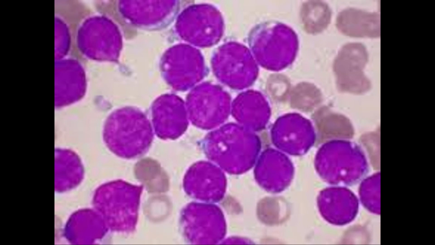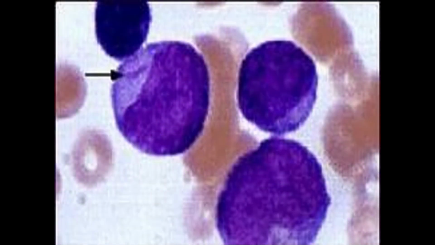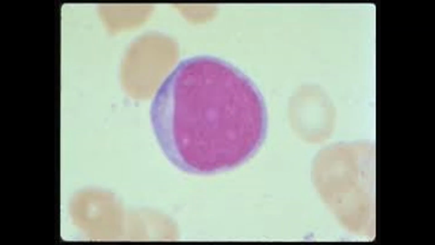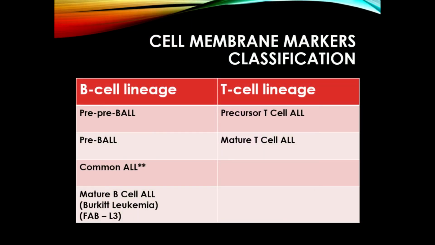These are photos of different stages of the lymphoblast. You can skip them. Then the most commonly used one for classification depends on the cell membrane markers.